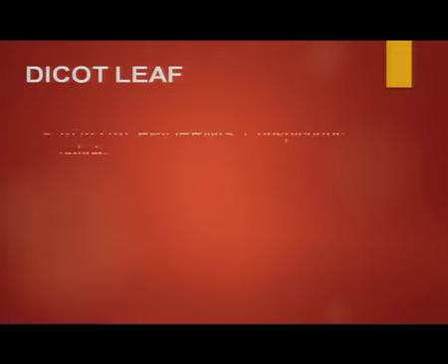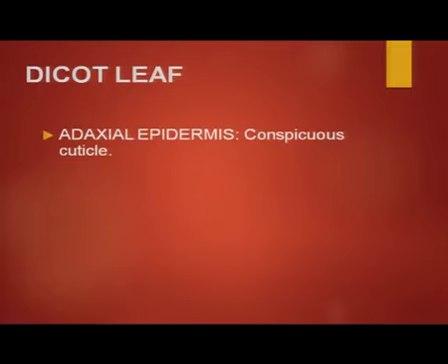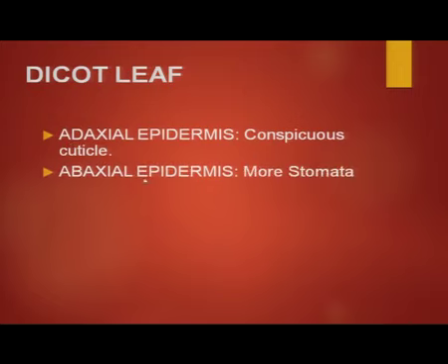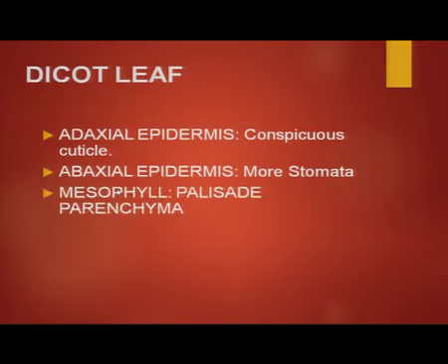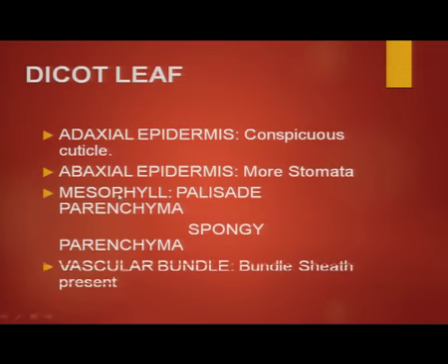Talking about the dicot leaf. The leaves have different epidermis on the upper and lower side. On the upper side, the epidermis is known as adaxial epidermis. It has conspicuous cuticle. The lower epidermis is known as abaxial epidermis. It has more stomata comparatively. Then the mesophyll is of two types, palisade parenchyma and spongy parenchyma. The vascular bundle, the main vascular bundle is that of the midrib, and bundle sheath is also present.